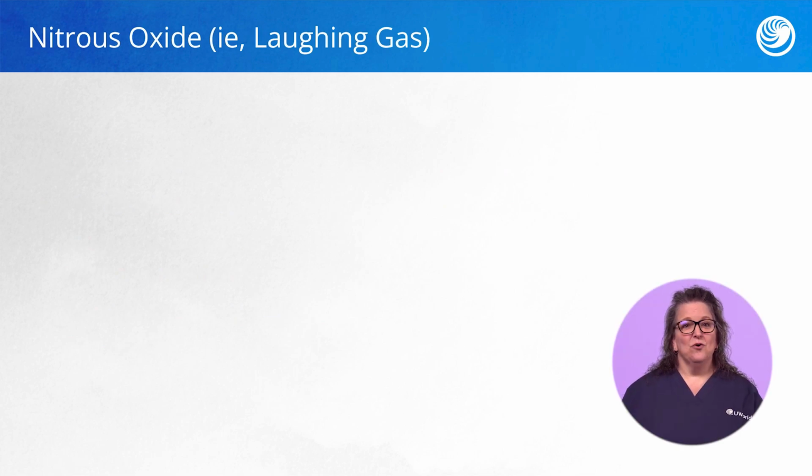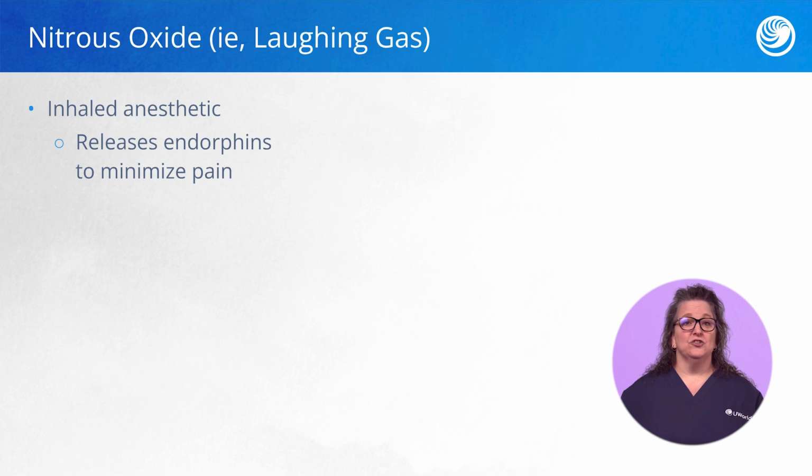Nitrous oxide, or laughing gas. This is an inhaled anesthetic. It is inhaled just prior and during a contraction. It releases endorphins in the brain to minimize pain. We often think of nitrous oxide used for dental procedures, but with labor the concentration is 50% nitrous oxide and 50% oxygen, whereas in the dental setting it is 70% nitrous oxide and 30% oxygen.